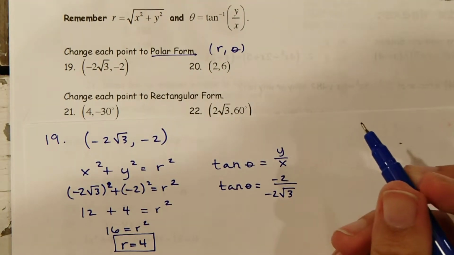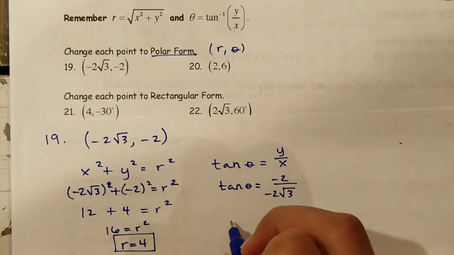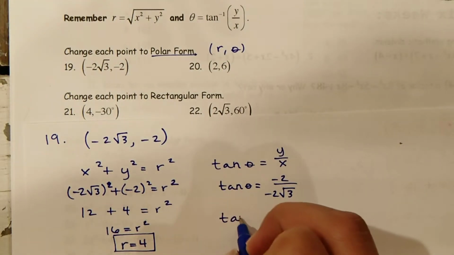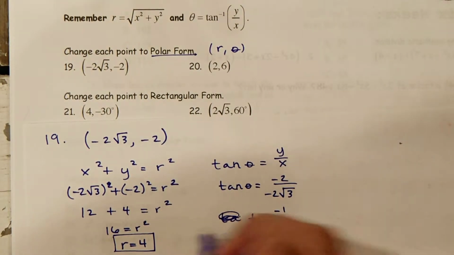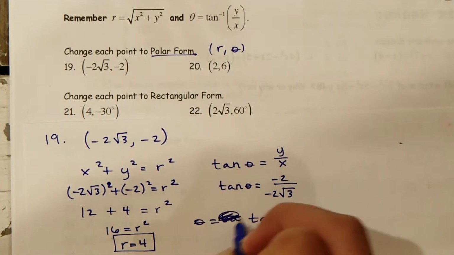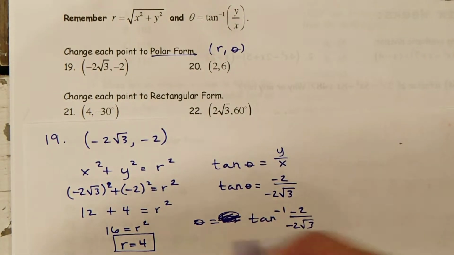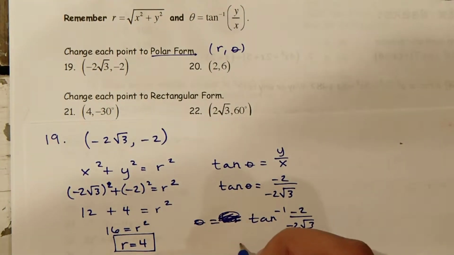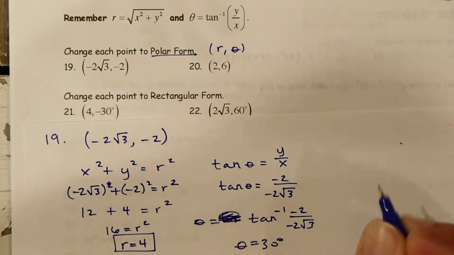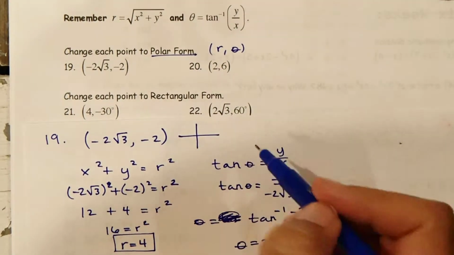In order to find this, we plug it into our calculators. So theta equals tan inverse, or arctan, is how you find theta in the calculator. This will give us 30 degrees. Now if we go back and look at this, it's always helpful, I should have done this at the beginning, I'm sorry, we'll do this on the others.